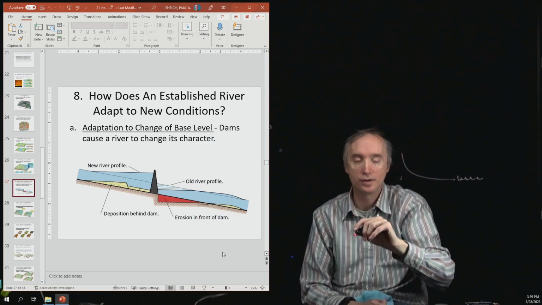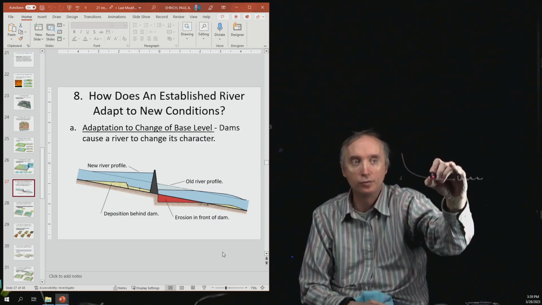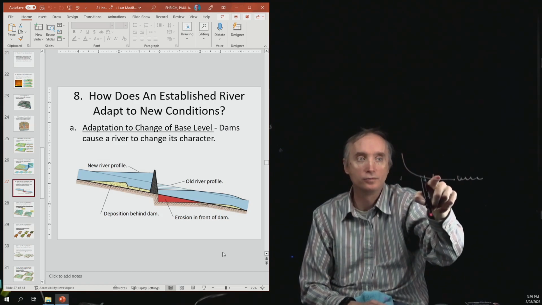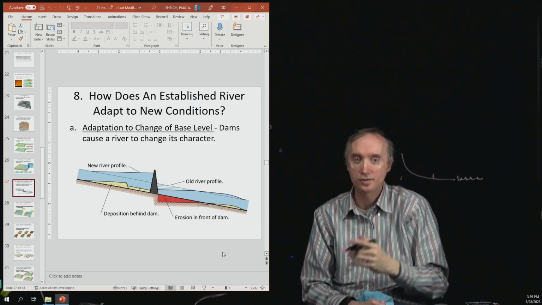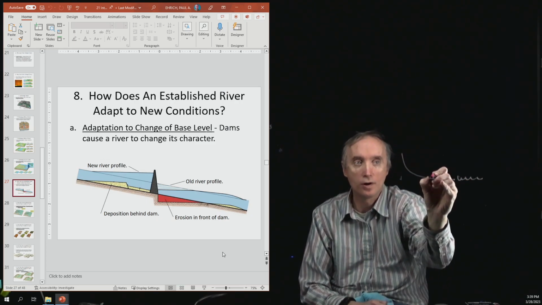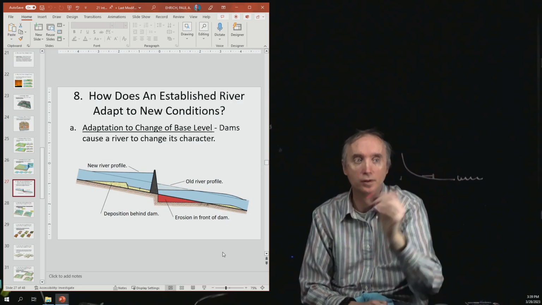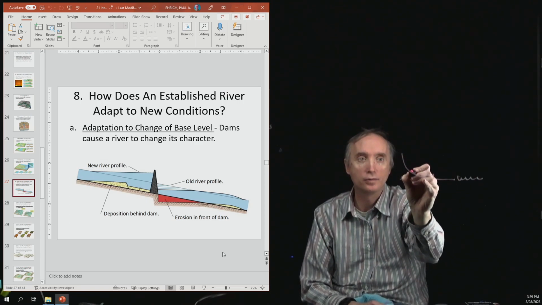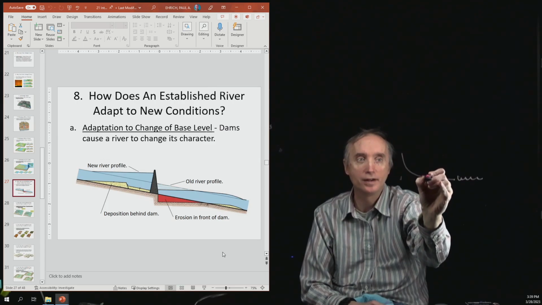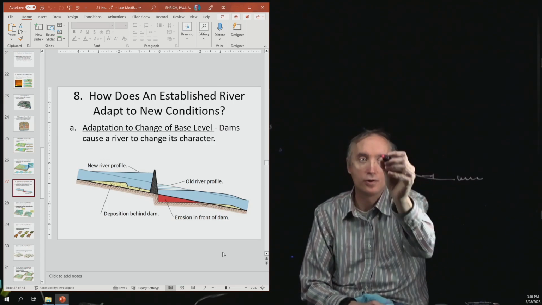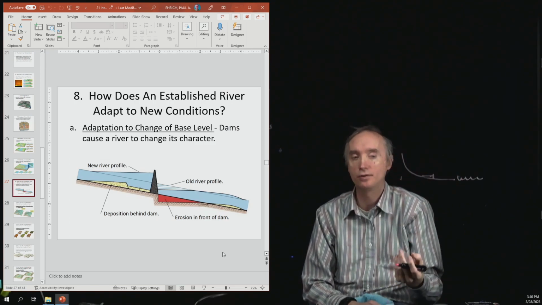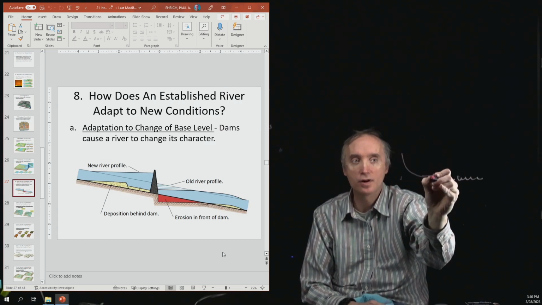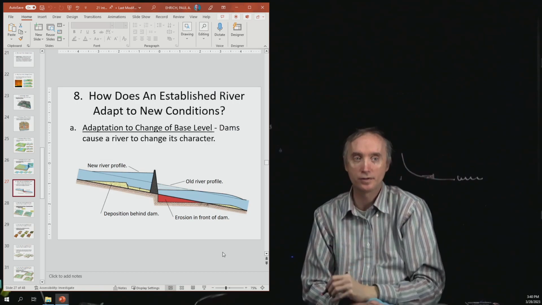One way of doing this is by building a dam. If we build a dam right here, that's going to stop this water from flowing the way it wants to. What's the river going to do? The water is going to back up on this side of the dam, and when the water goes here, you notice that it's flattening out prematurely. As it flattens out, it's going to lose energy and drop its load, so behind the dam it's going to start to accumulate sediment.